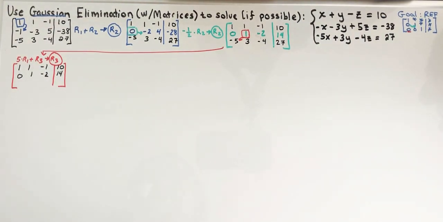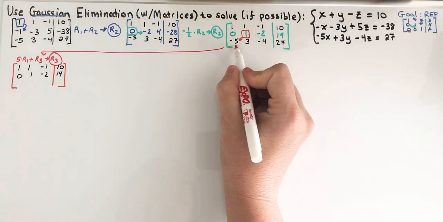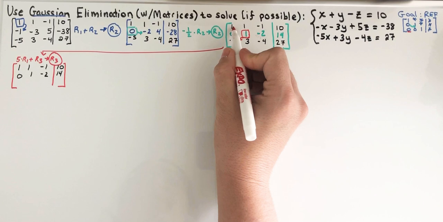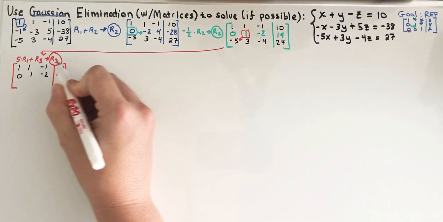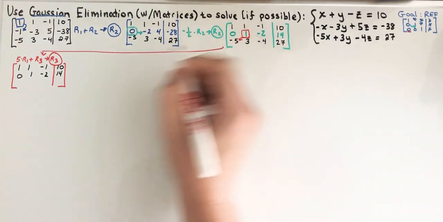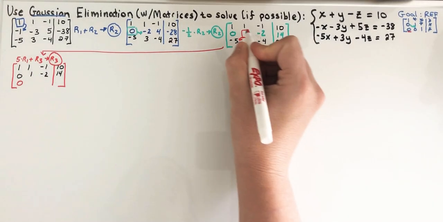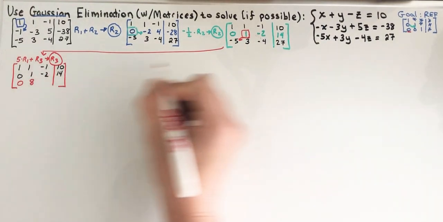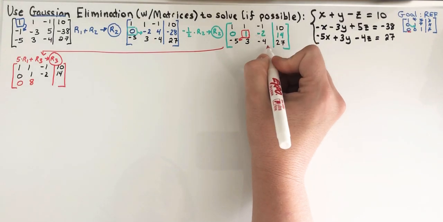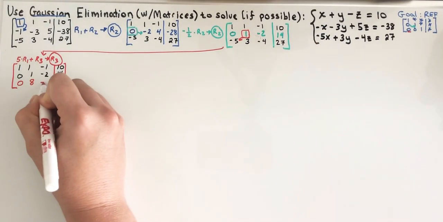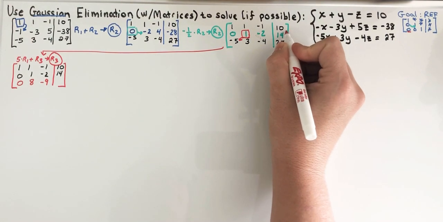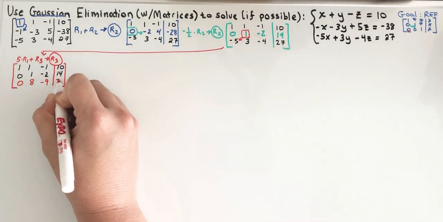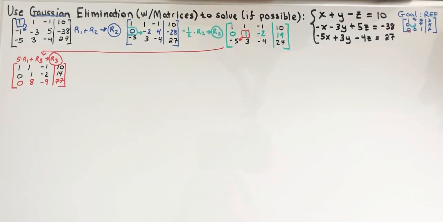But the new row 3, after this row operation, to get us that 0 here, we take 5 times the old row 1, and add it to row 3, putting the result in row 3. 5 times 1 is 5, plus -5 is 0. That's what we wanted. Do it again. 5 times 1 is 5, plus 3 is 8. Good job. 5 times -1 is -5, plus a -4 is a -9. Nice job. 5 times 10 is 50, and 50 plus 27 is 77. Have no fear, I know the numbers are getting bigger. This too shall pass.